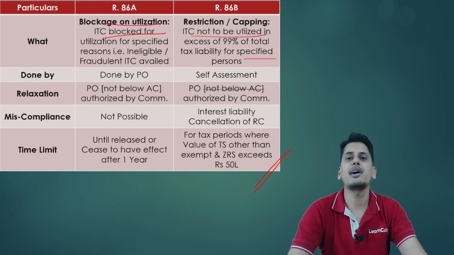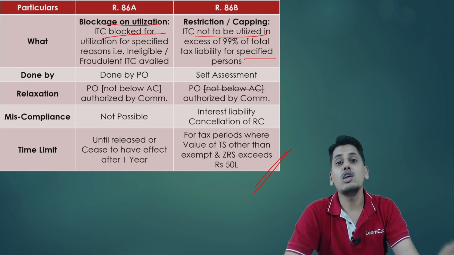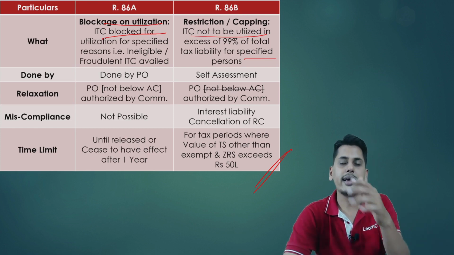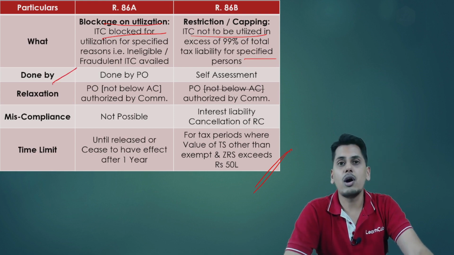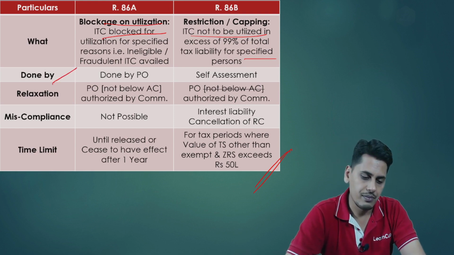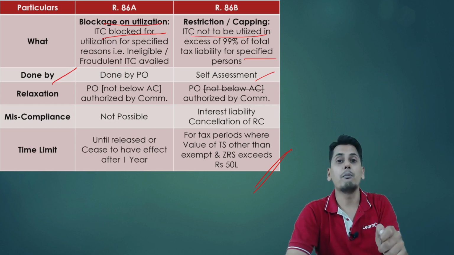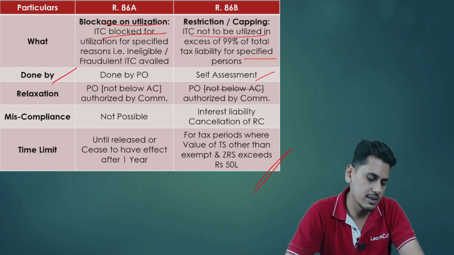And it is for specified persons. Who are those specified persons? Those persons whose value of taxable supplies other than exempt and zero rated supplies in a month exceeds 50 lakh rupees. 86A blockage is done by the proper officer, whereas the restriction or the capping of 86B needs to be complied with on a self-assessment basis by the registered person.